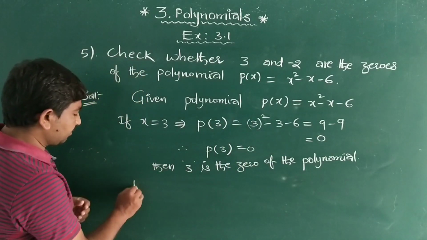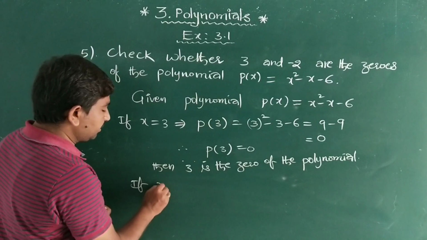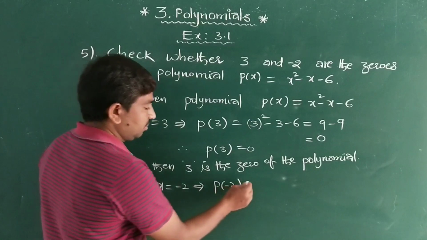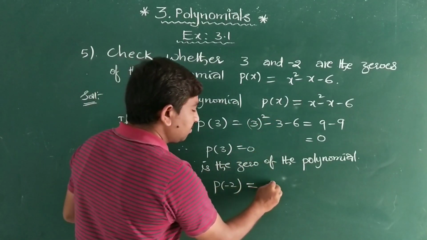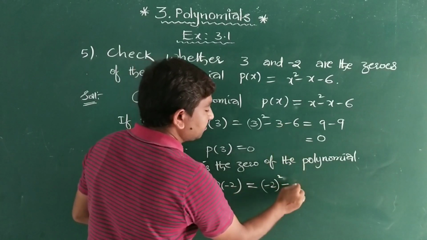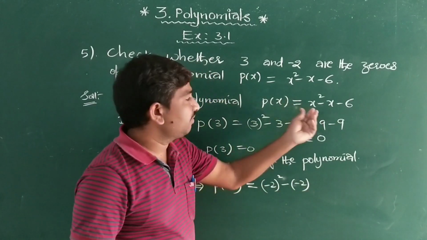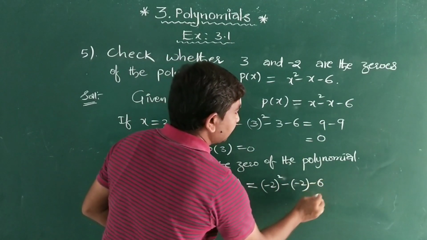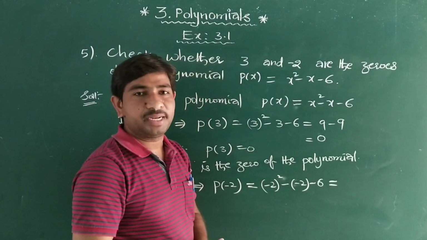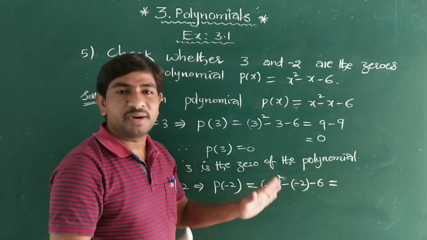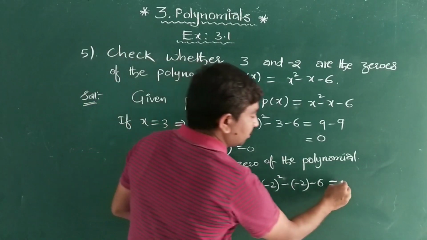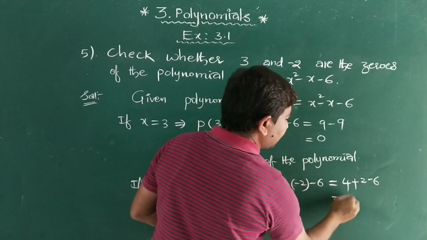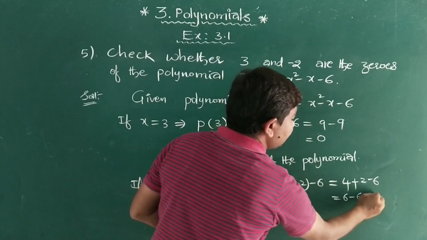Now let us check one more, that is if x is equal to minus 2, substitute x with minus 2. p of minus 2 is equal to x square, meaning minus 2 whole square, minus x, meaning minus of minus 2, minus 6. Minus 2 whole square means minus 2 into minus 2, minus into minus is plus, so 4. And minus into minus is plus 2, minus 6. Observe, 4 plus 2 is 6. 6 minus 6 is equal to 0.